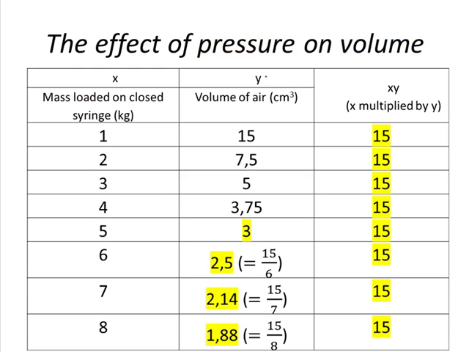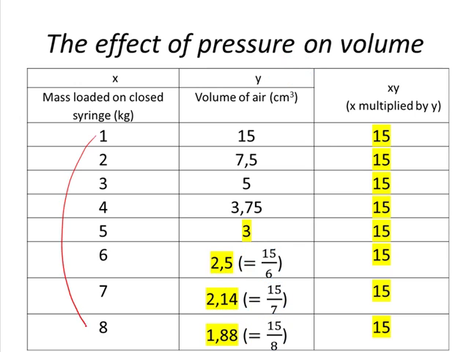Is this what you got? So perhaps the easiest way to fill in the gaps is to say 15 divided by x. 15 divided by 6 equals 2,5. 15 divided by 7, 2,14. 15 divided by 8, 1,88.